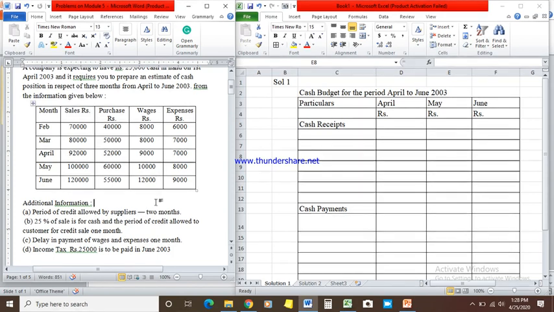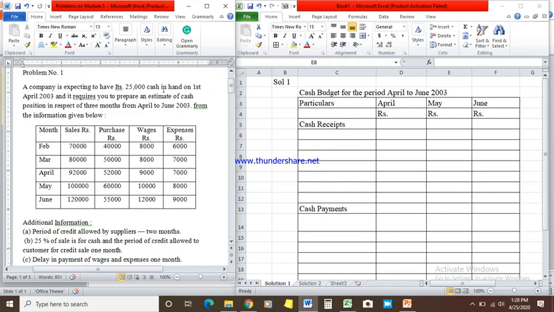Now having read the problem, in the very beginning they have given us the opening cash balance expected on 1st of April, which is 25,000. So now when you are preparing a cash budget, we need to prepare the budget only for the period stated.